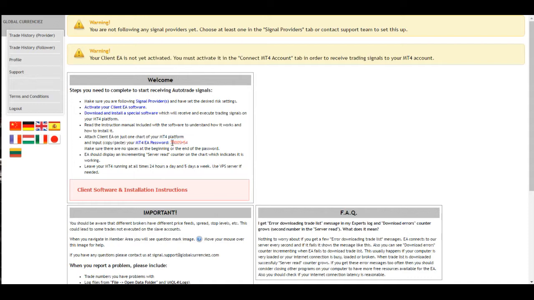You knowing that isn't really gonna benefit you. All right, and it says the EA should be displaying an incrementing server read. I'll go over that a little bit later as well. And this is also important.